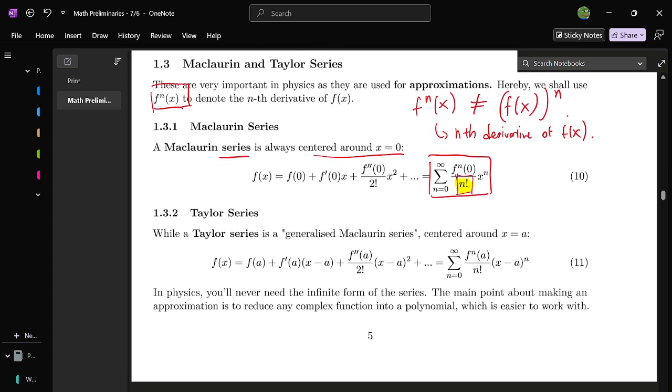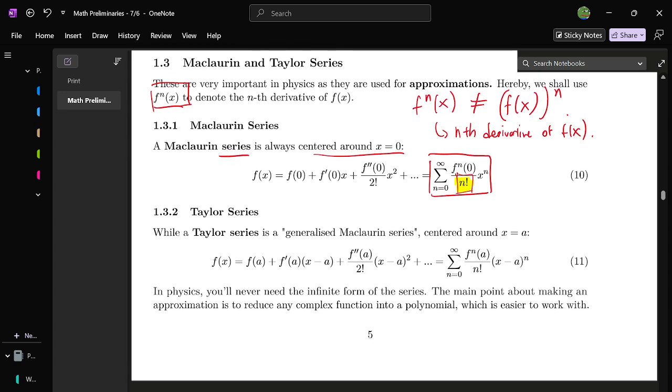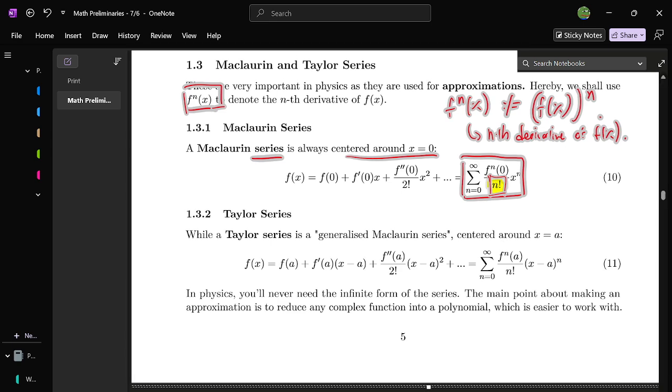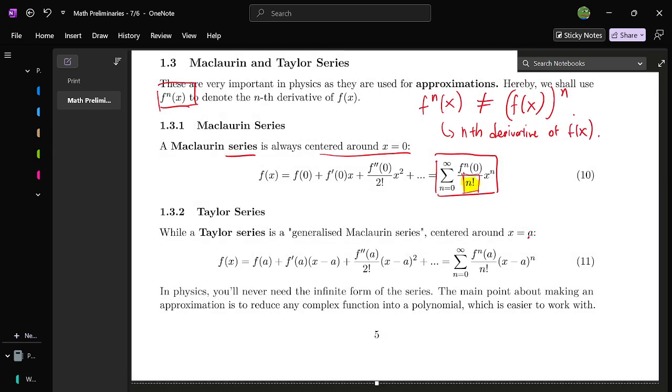Okay. Then the other thing is the Taylor series. This is a generalized Maclaurin series. This is centered around any x, so you can have x equals a here, and your general form is just like that. So not much difference from this, just that you're basically shifting everything by a, if you think about it.